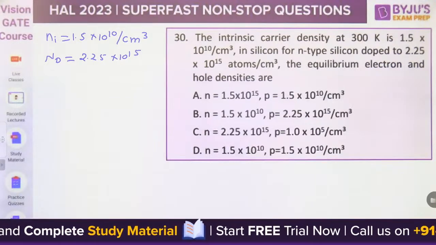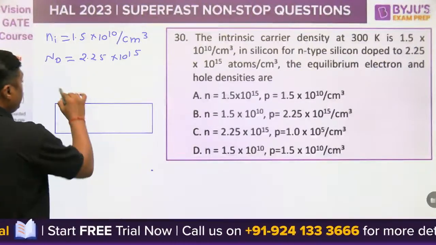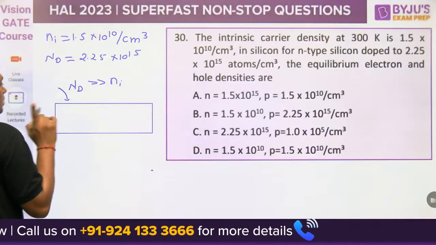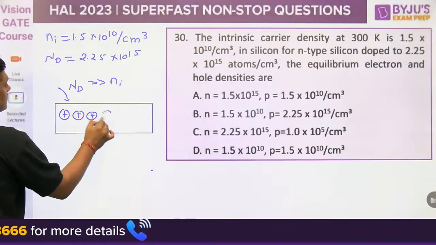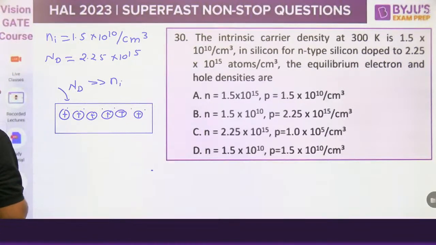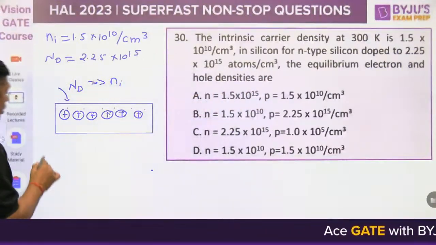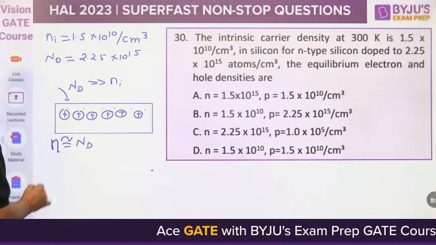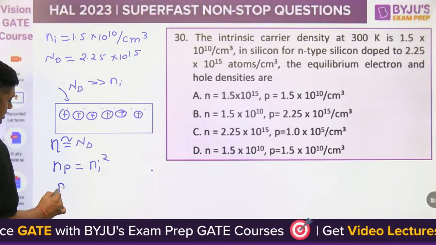Then remember, we are giving the Nd type doping, and this Nd is very much greater than Ni. Every donor atom will donate one electron and become a positive ion, and this is very high as compared to the intrinsic carrier concentration. That's why the concentration of electrons is nearly equal to Nd. Then what is the concentration of holes? According to the mass action law, np is equal to Ni square. So what is the concentration of holes?